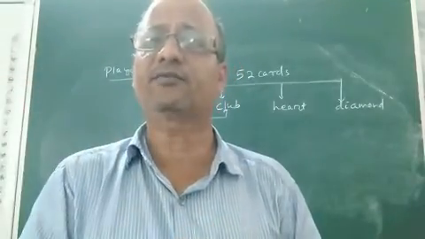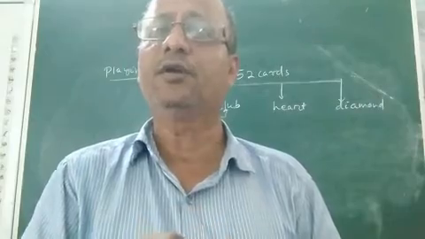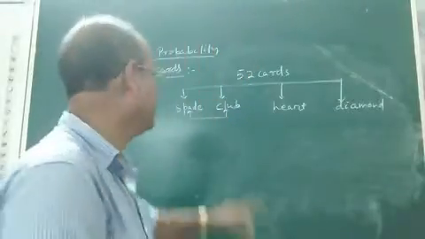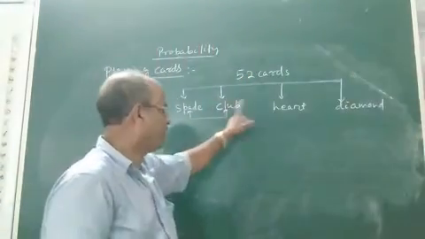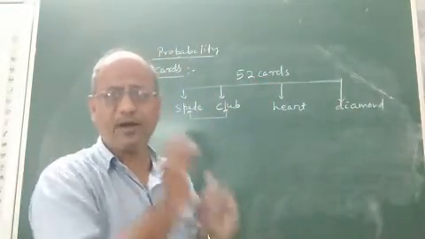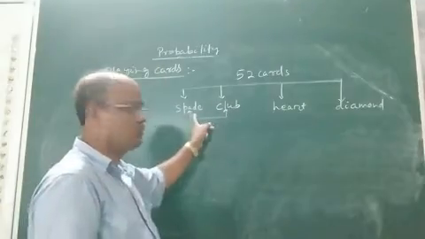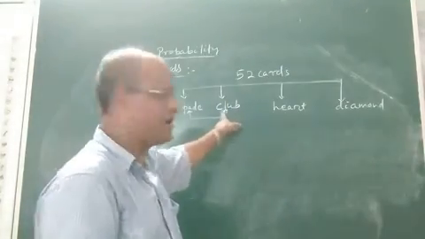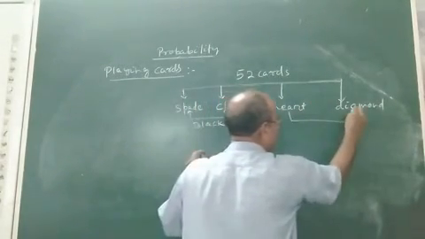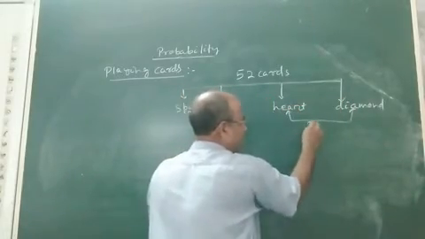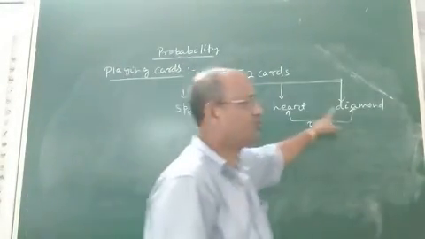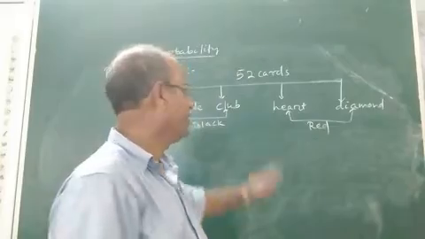Suits, S-U-I-T-S. So what are the 4 suits? The 4 suits into which all the 52 cards have been divided are spade, club, heart and diamond. Now these 2 suits, namely spade and club, are black in color. And these 2 suits, namely heart and diamond, are red in color. That means these 2 are black colored cards and these 2 are red colored cards.